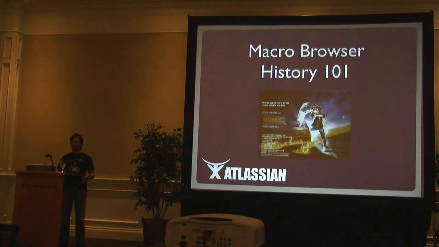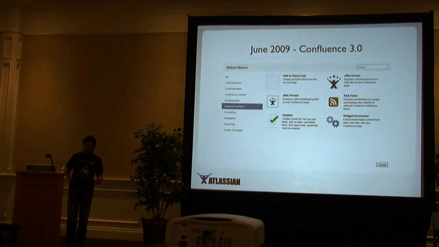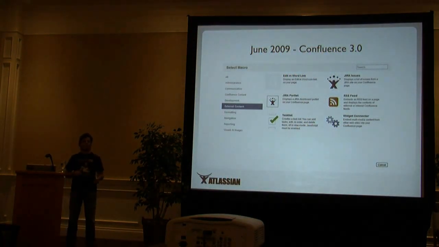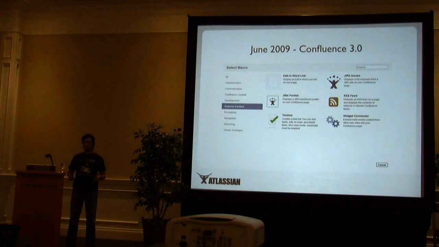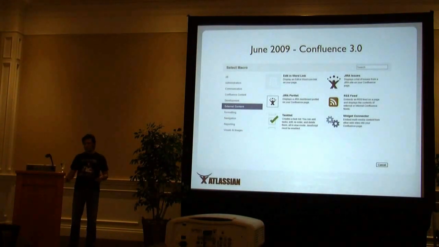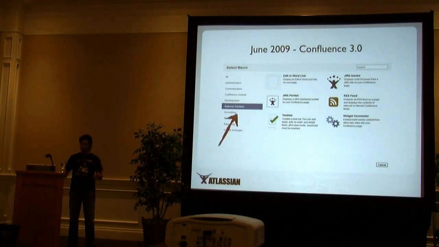You probably all know the macro browser, but there may be 1 or 2 of you who need a bit of a brief history lesson, so I'll just take you back a year and a half. It was Confluence 3.0 when we first dropped the macro browser in. It had all of the basic functionality that you see today.